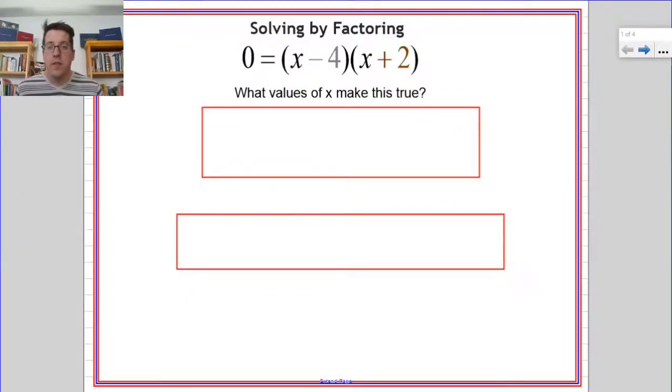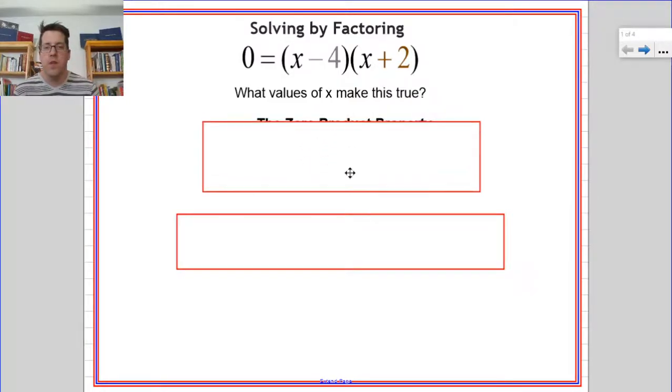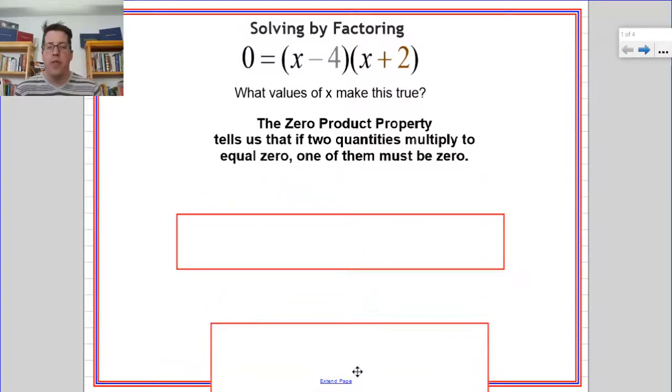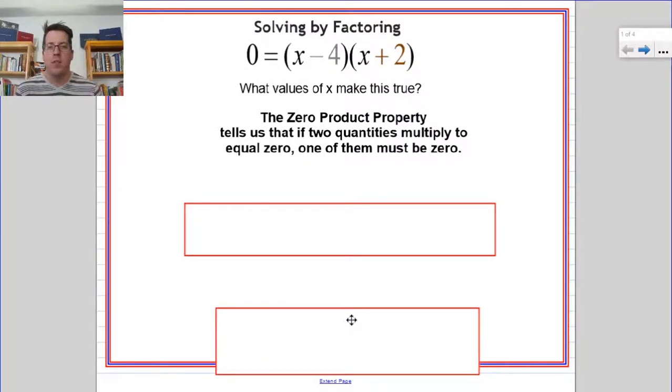Okay, so we're going to look at something that has already been factored. 0 equals x minus 4 times x plus 2. So this is the sort of thing you would do if you took an equation and you factored it. And it says, what values of x make this true? Well, we have a property in math called the zero product property.